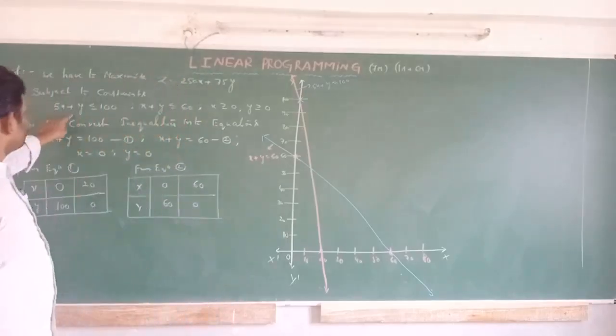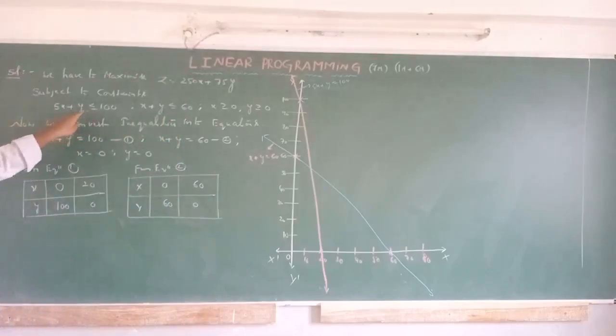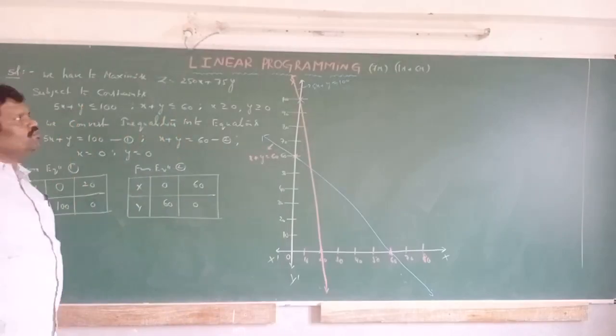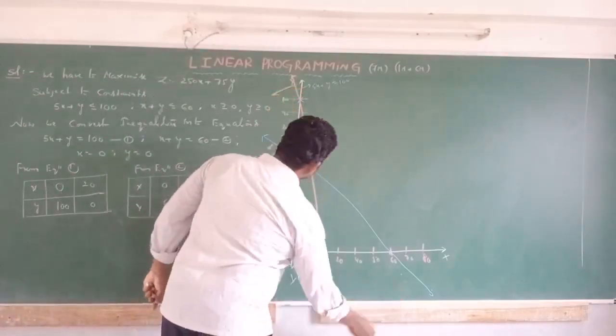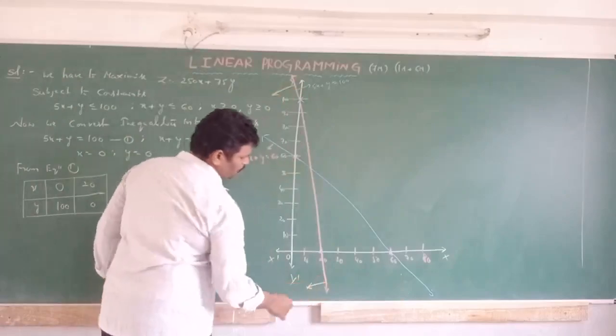So this is 5x + 5y ≤ 100. Now we substitute 0 here, so this is the satisfied condition. In both cases, what will we get? Towards the origin side, if you draw the line, the region is towards the origin.